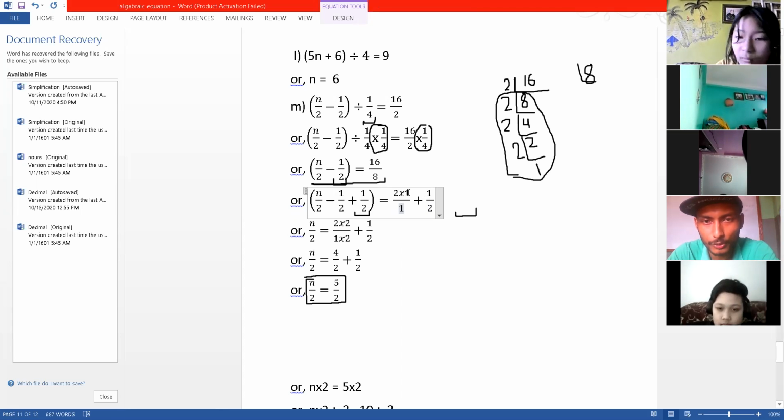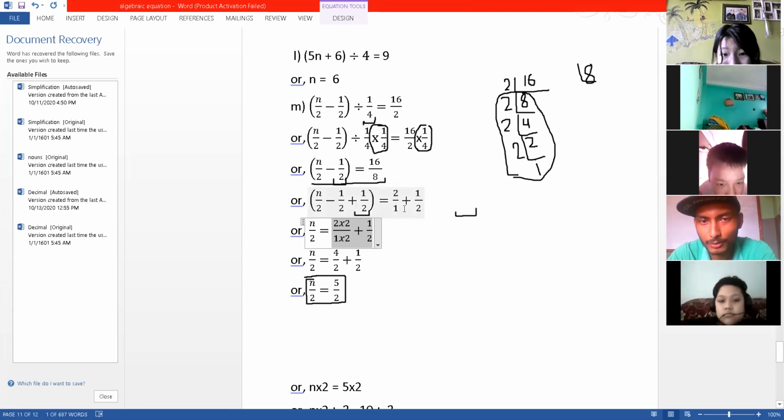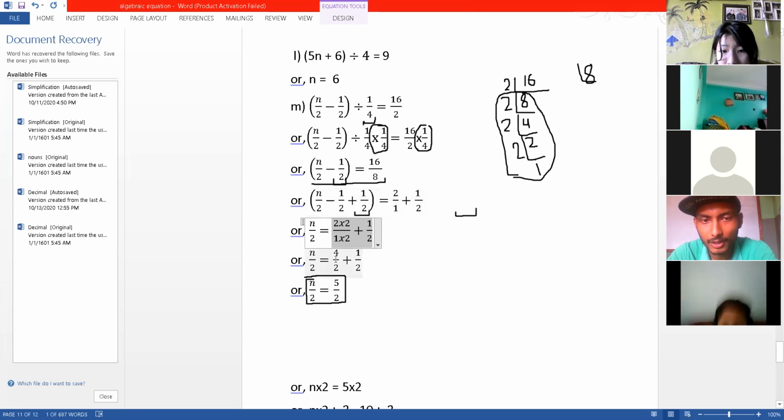And now, these 2 1s are 2, right? So I get 2 by 1. So what am I doing? I'm taking the LCM and I'm trying to add the fractions. So 2 by 1 and 1 by 2, I need to get the denominator the same. So I'm multiplying by 2 here and 2 here. So I get 4 by 2 plus 1 by 2, that's 5 by 2. n by 2 is equal to 5 by 2. I hope now it's clear.